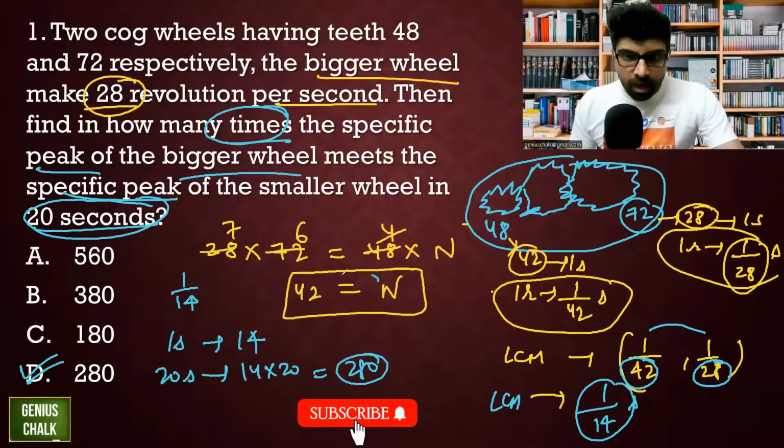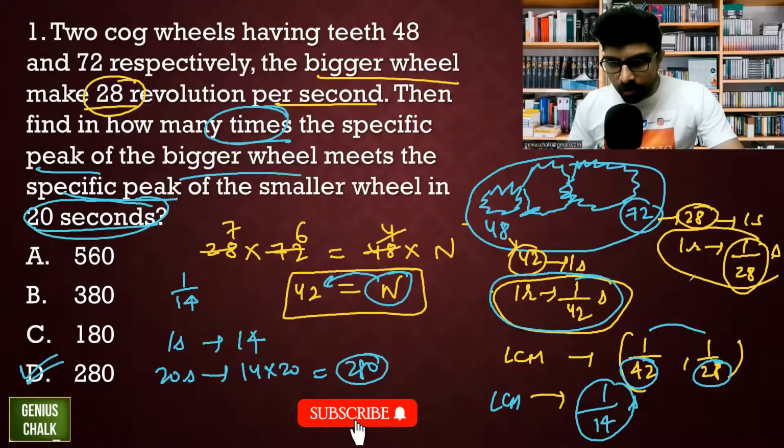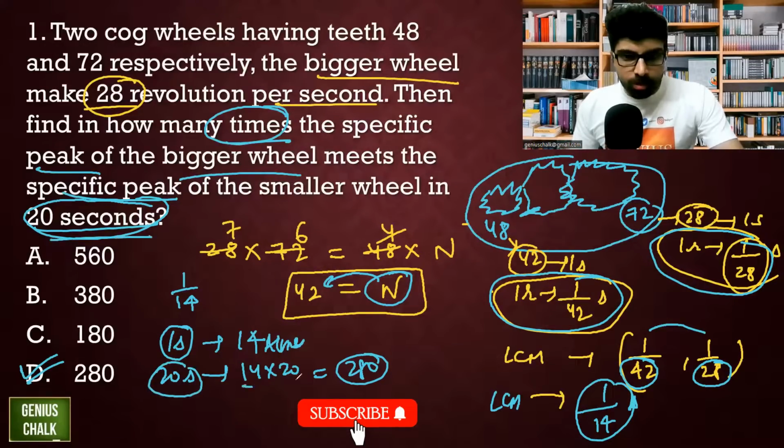What we have done, we have first found the number of revolutions of the smaller one. Afterwards we have found the time in which both of them will meet in one revolution, time-wise in seconds. So it is 1/14 of a second. So one revolution they will meet in 1/14 of a second. That means in 1 second they will meet 14 times, right? So in 20 seconds it is asked, so they will meet 14 into 20, that is 280 times, right?